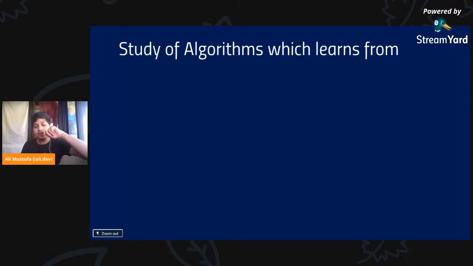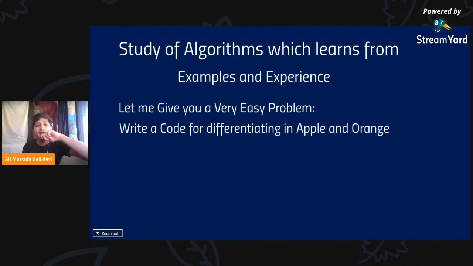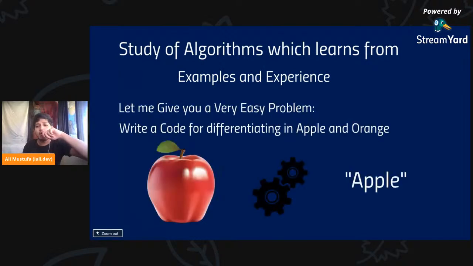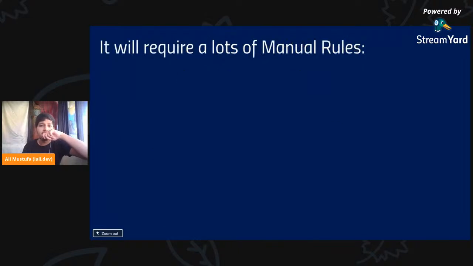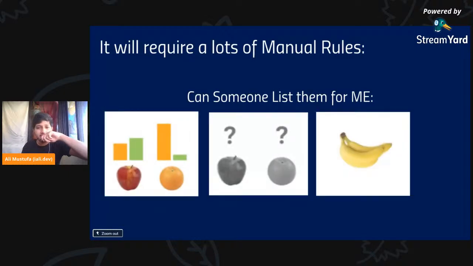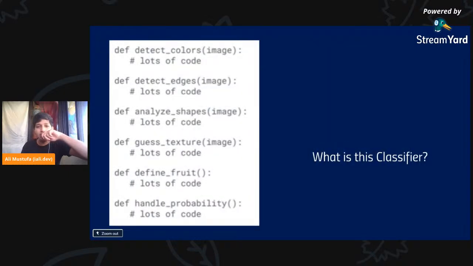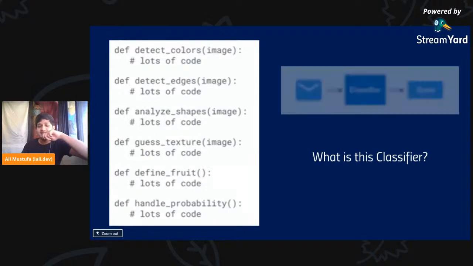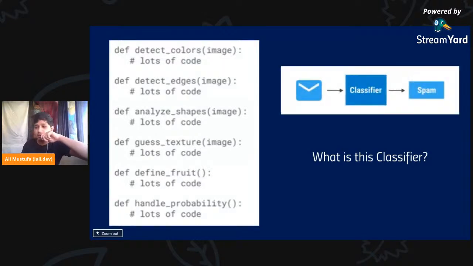So what is machine learning at the end of the day? It is a study of algorithms which learn from examples and experience. We have seen a lot of problems, for example, identifying apples and oranges, where we are going to need a lot of manual rules, and that we have done in our previous example. So what we are going to do is code up a classifier.